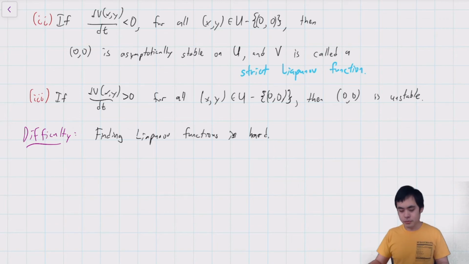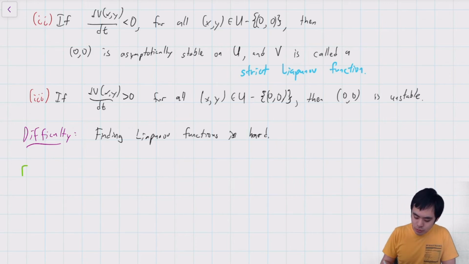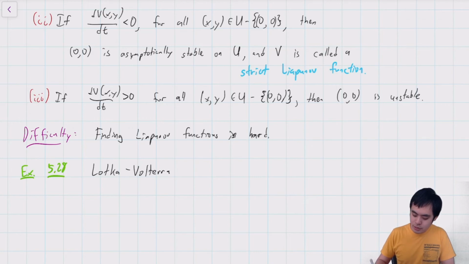And so, in some common cases, though, other people have found Lyapunov functions to make it easier to prove stability. So let me give an example. This is example 5.28. Let's say we have a Lotka-Volterra system, so a predator-prey system that has the following parameters.